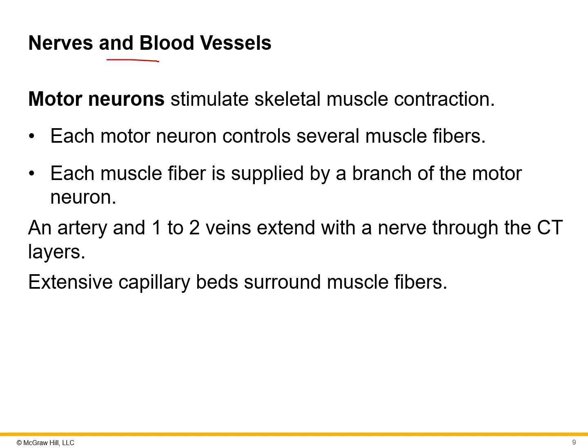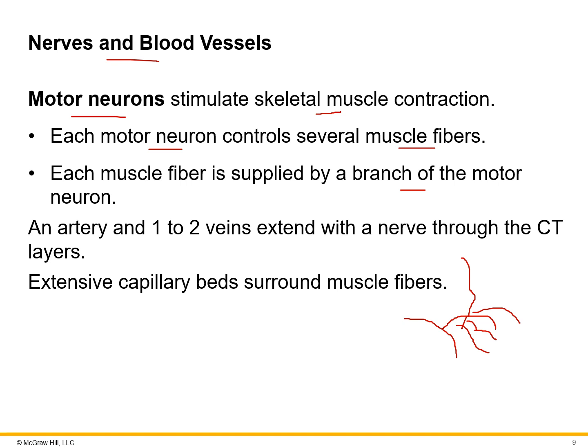All right, so then the nerves and the blood vessels. Motor neurons are going to stimulate the muscle contractions, and again, that's voluntary control. Each motor neuron controls several muscle fibers. So our neuron would be coming down, but then it branches at those axon terminals. So we have lots of branches coming off, and each of them could be attached to a different muscle fiber. So one neuron can control multiple muscle fibers, and each of those has its own branch of that motor neuron.